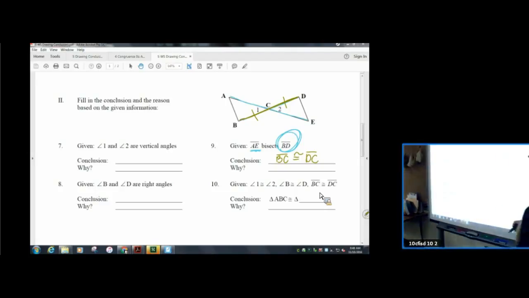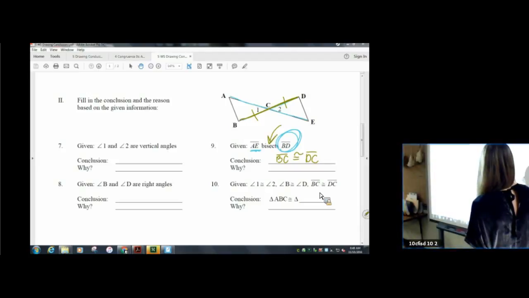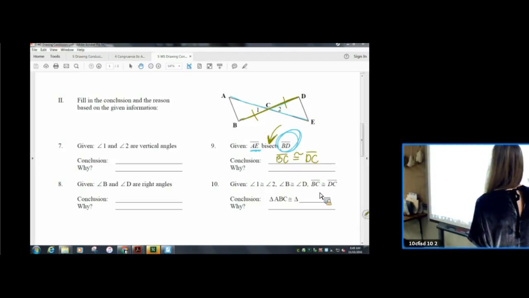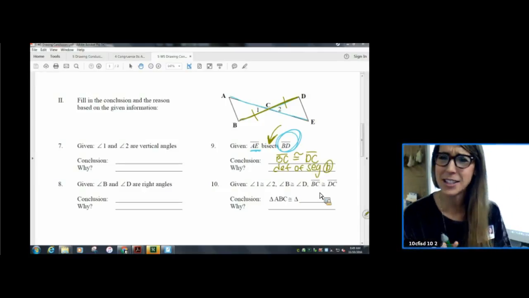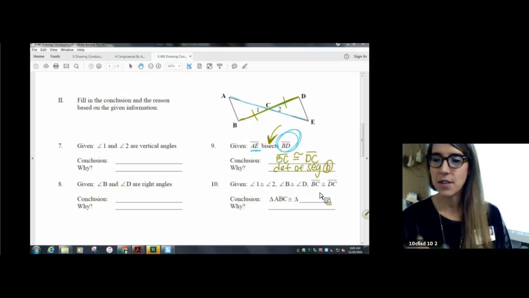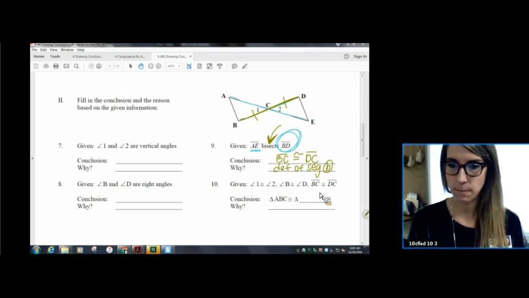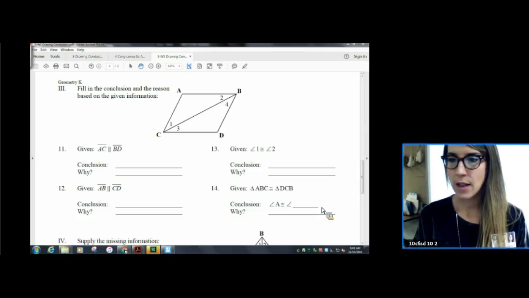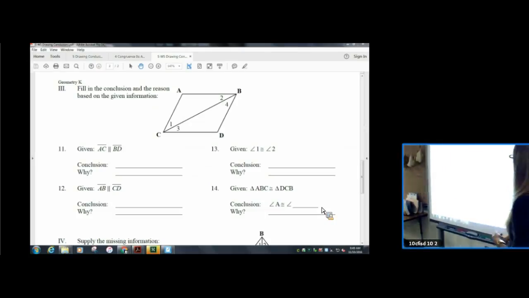Okay, and what's the why? The why is almost always in the given: definition of, be careful, I've had people put angle bisector even though angles weren't involved, definition of segment bisector. 13, given angle 1 is congruent to angle 2.